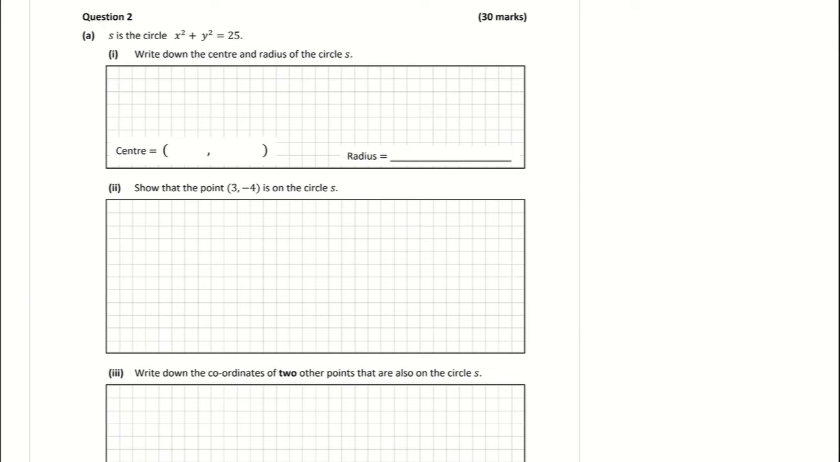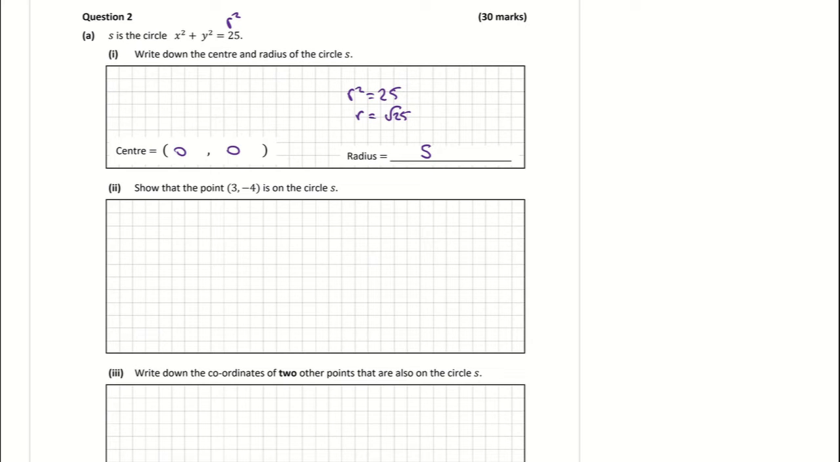Question 2a, part 1. Write down the center and the radius of the circle S. So this is the center 0, 0, because I'm not subtracting an h or a k, and the r squared is 25, so r squared is 25. Or r is equal to the square root of 25, so my radius would have been 5.